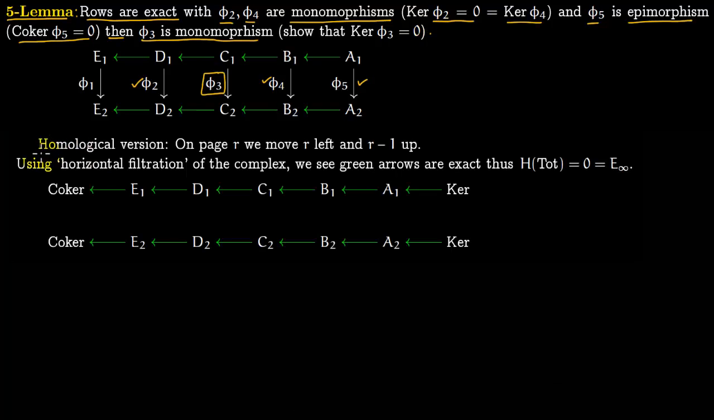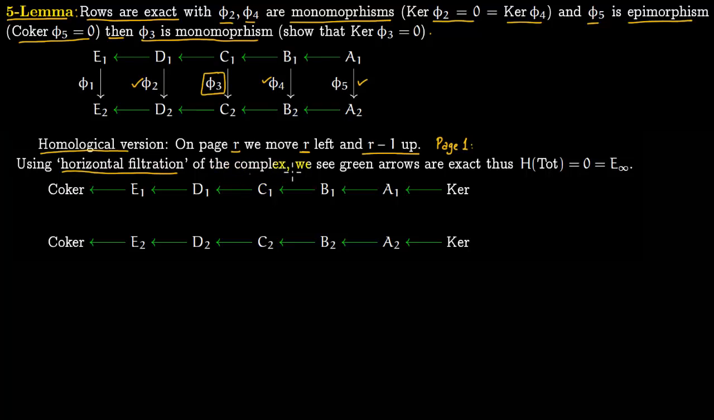So we are going to use the homological version of the spectral sequences. The arrow convention is that on page r, we move r left and r minus 1 up. We are going to fit this diagram on page 1 first. So you use the row filtration or the horizontal filtration, and you forget about the vertical arrows.